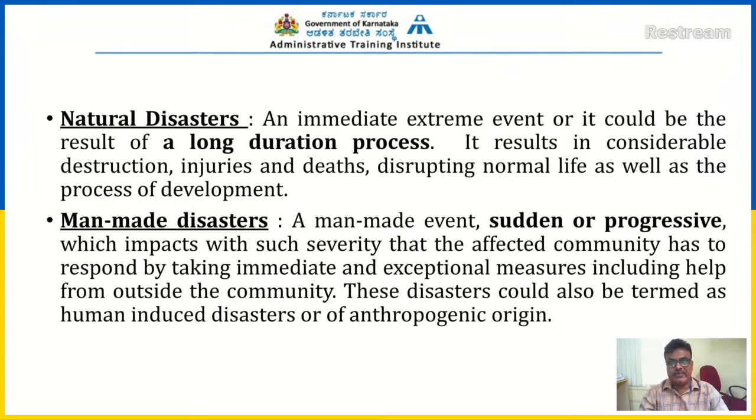So here is the definition of natural disasters. An immediate extreme event, or it could be the result of a long duration process. For example, drought is a disaster which is very progressive and very slow. It will not happen suddenly. But an earthquake happens very instantly, many times without any notice or prediction. So these are the two extreme events here. One happens instantaneously, the other happens through a gradual process. So these two can be the major examples of natural disasters.